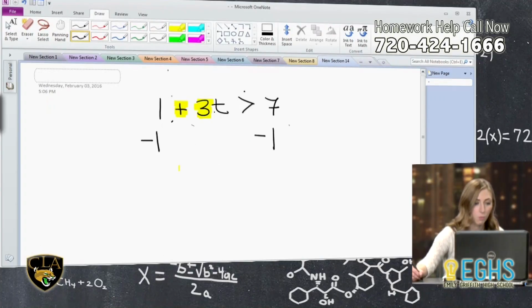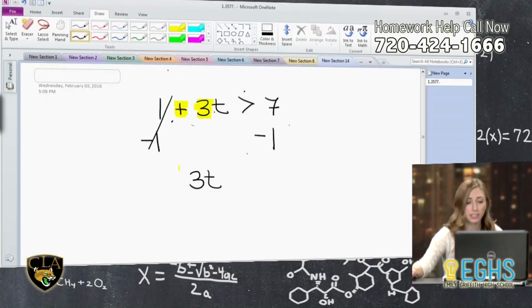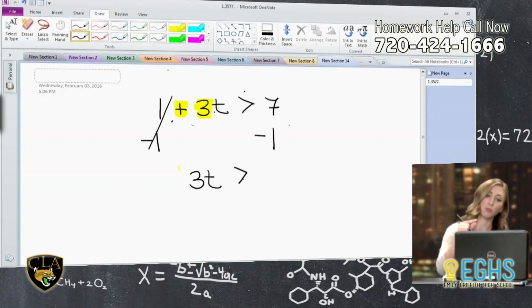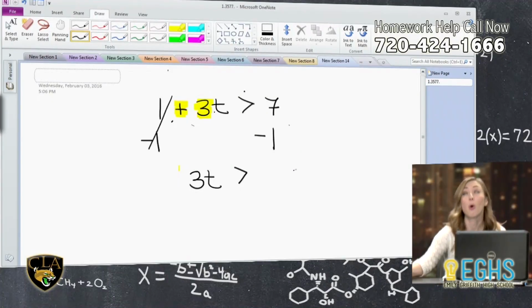And so this 1, it's now gone, and I just have 3t on the left side. And what happens with the inequality is it follows down, and it just stays facing in the same direction. The only exception to this rule, and I hated this exception in school because it always made me miss points on my tests because I'd always forget because it was such a little thing.